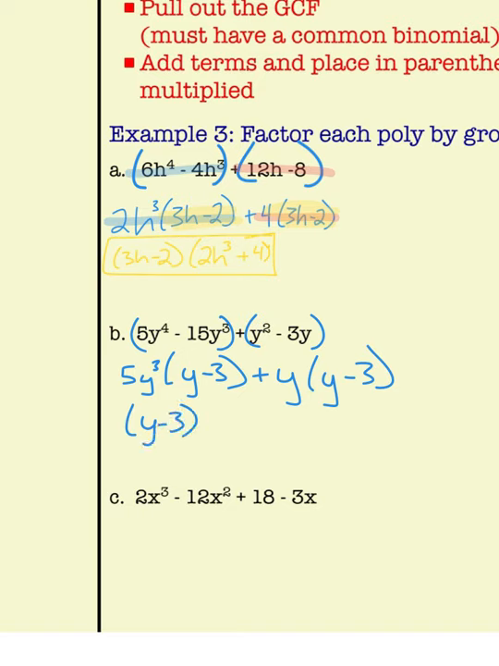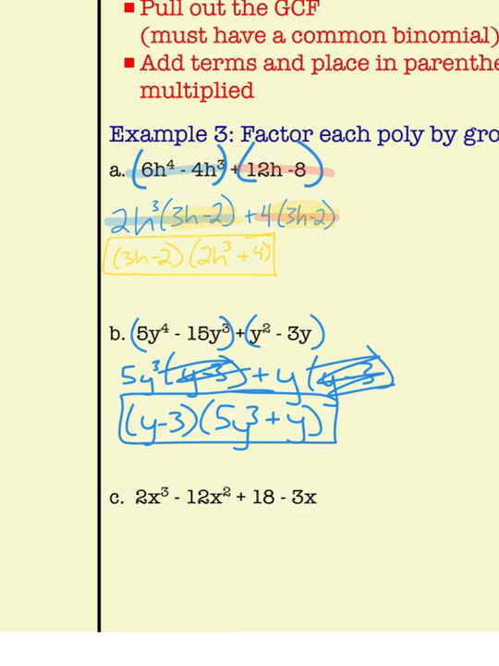If I take away the y minus 3 from the first term, I'm left with a 5y cubed. If I take out a y minus 3 from the second term, I'm left with a plus y. All right, there's our final answer.